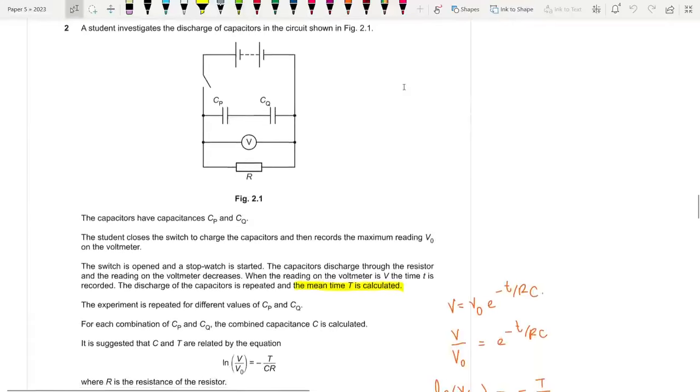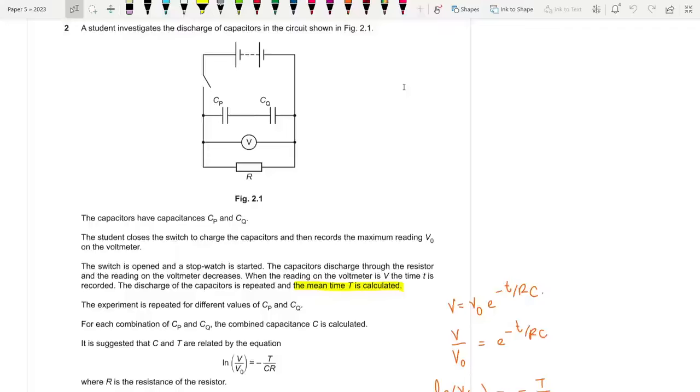A student investigates the discharge of capacitors in the circuit shown in figure 2.1. The capacitors have capacitances Cp and Cq. They are connected in series. Now the student closes the switch to charge the capacitors, and then records the maximum voltage reading on the voltmeter. Then the switch is opened and a stopwatch is started. The capacitors discharge through the resistor.